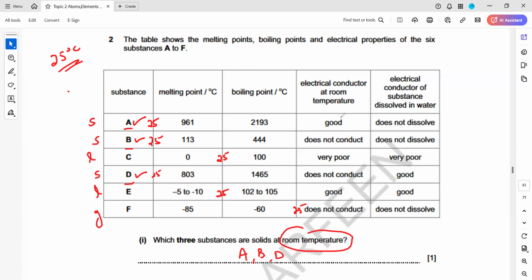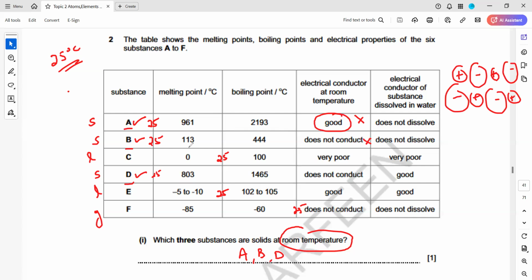So what about A? It is conducting electricity at room temperature, so it cannot be an ionic compound. Ionic compounds have a lattice of oppositely charged ions, and these ions are not free to move in a solid state. That's why an ionic compound cannot conduct electricity in a solid state. So it cannot be A. What about B? It does not conduct, and does not dissolve as well, so it's also wrong.